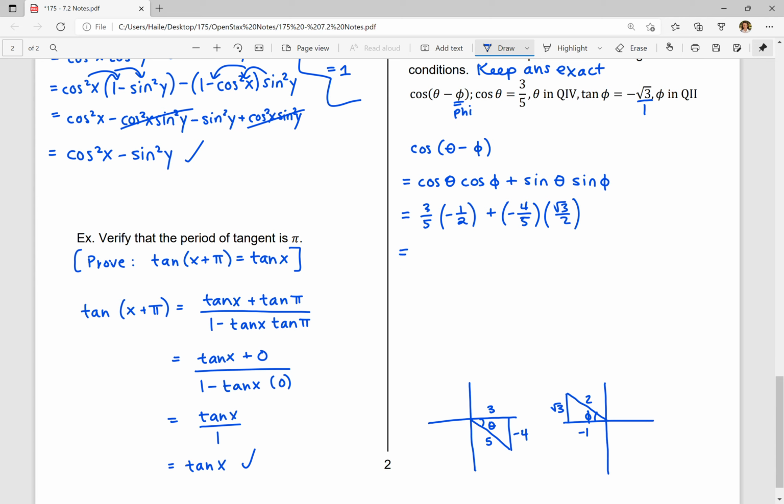So 3 over 5 times negative 1/2, I'm going to multiply across the top and the bottom and get negative 3 over 10. And for the second two fractions, again, I'm going to multiply across the top and get negative 4 square roots of 3. And on the bottom, 5 times 2 is again 10. So for my last step, I have two fractions added together. They already have a common denominator, so I'm just going to add across the top and get negative 3 minus 4 square roots of 3 over 10. So this is my final answer.